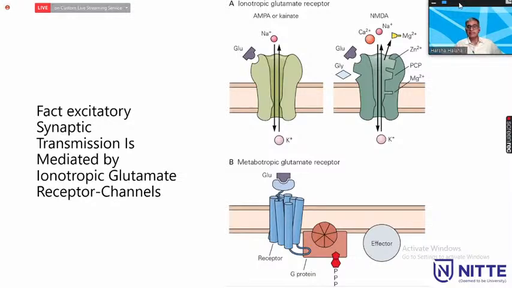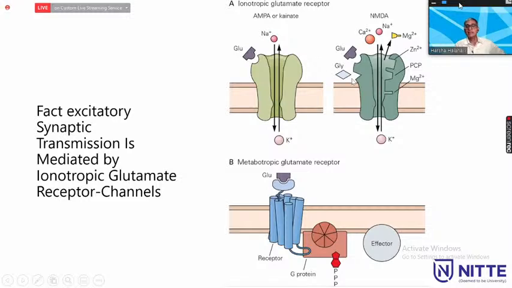Synaptic transmission can be fast or slow. Fast excitatory synaptic transmission is most commonly mediated by glutamate, by its action on ionotropic glutamate receptors. There are two types of ionotropic glutamate receptors, the AMPA receptors and the NMDA receptors. Both of them allow sodium and potassium to cross them, so they are cation selective receptors.